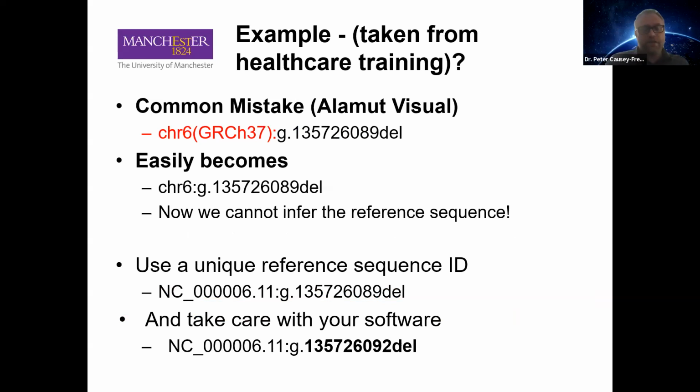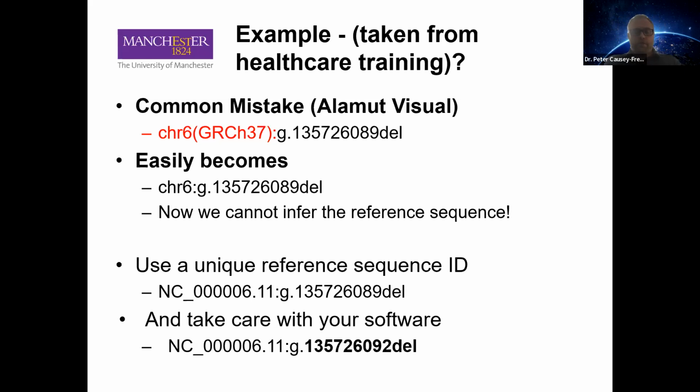We see examples of this all the time. Now, Element Visual, I'm not knocking it, absolutely fantastic software. Many of you may have used it. Many of you will be in contact with labs that do use it. But the problem is Element Visual doesn't give accurate reference sequence identifiers for genomic descriptions. So you can see here we've got chromosome 6, GRCH37. I've seen this so many times being shortened to chromosome 6, losing the GRCH37, and as soon as we get to that point, we cannot infer the reference sequence. That is a description that cannot be used.